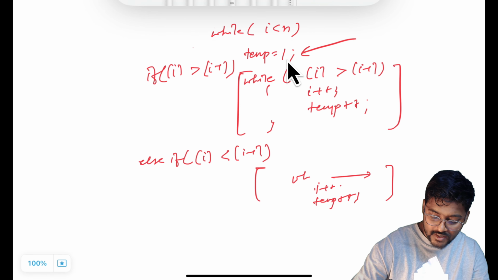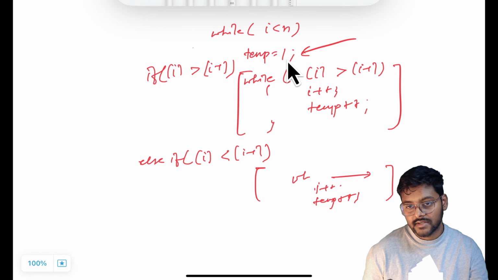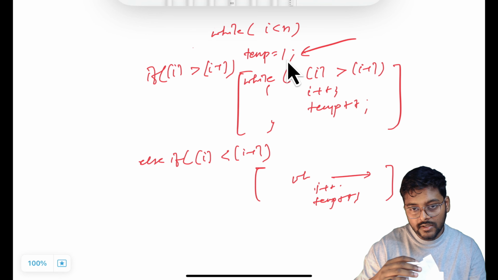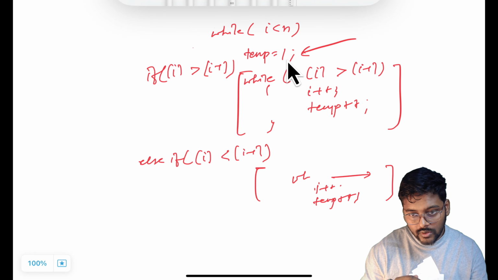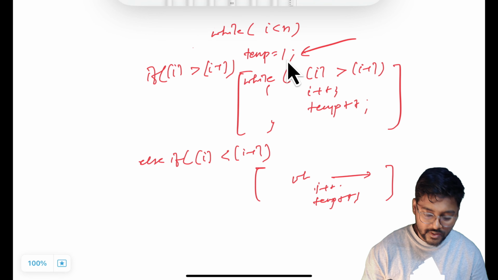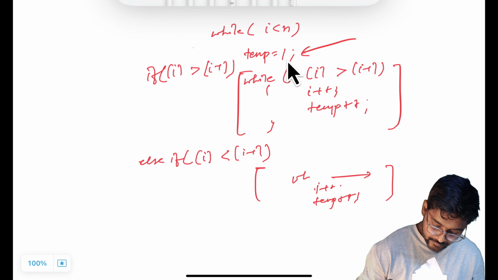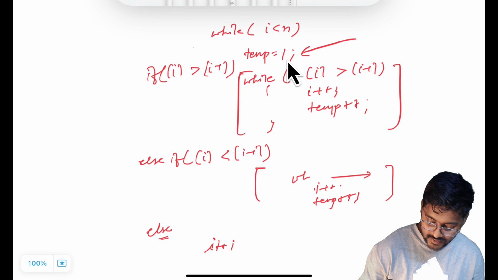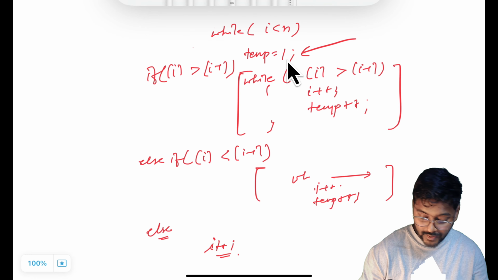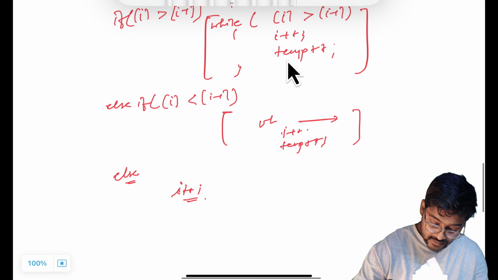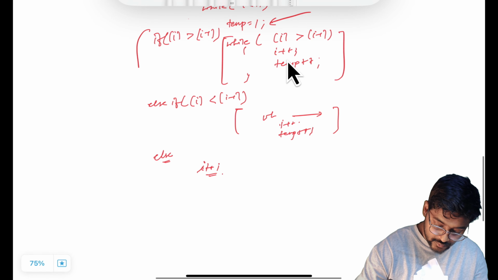Temp is already initialized with 1 in every case. It means that the previous element is going to contribute in the increasing array as well, or in the decreasing array as well. So this is the case. And now what about the else case? In the else case, I just increment I. We are not going to get any answer. So these are the 3 possibilities we are going to have.